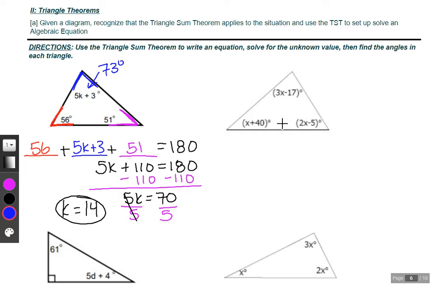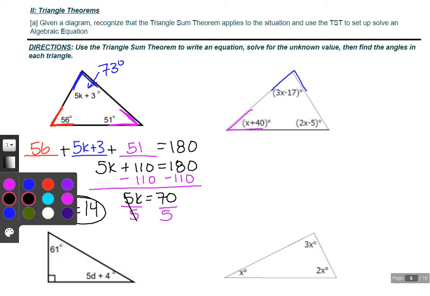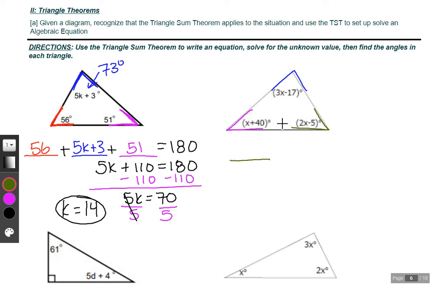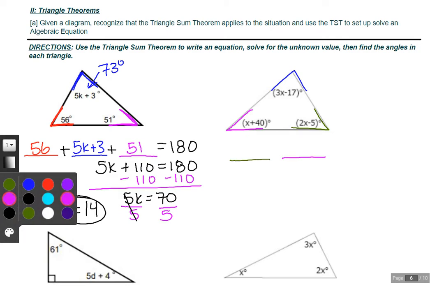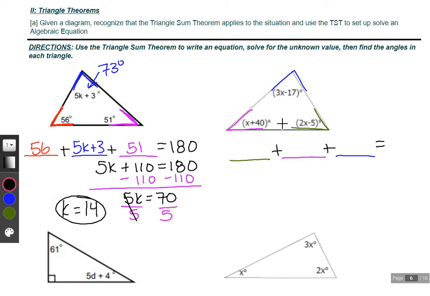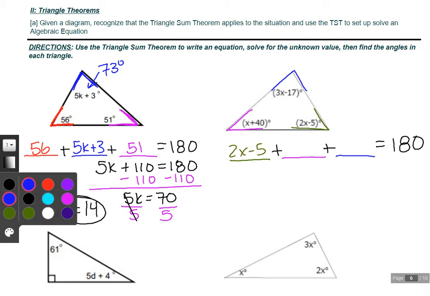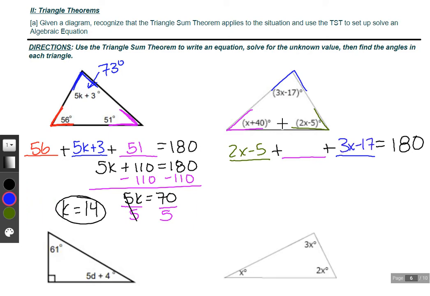Again, triangle sum theorem. We already established the rhythm of this problem. So we have the 3 interior angles again. Okay, so that means we can certainly add them together to equal our supplementary total of 180 degrees. So that means we have 2x minus 5, 3x minus 17, x plus 40. Oops.